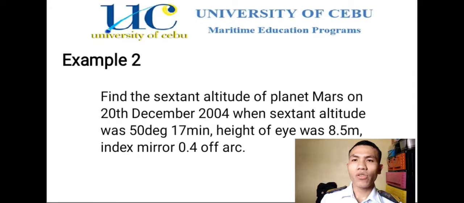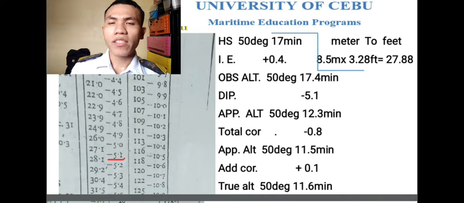Find the sextant altitude of planet Mars on December 20, 2004, when the sextant altitude was 50 degrees 17 minutes, height of eye was 8.5 meters, and index error 0.4 off the arc. Solution: sextant altitude given 50 degrees 17 minutes. Index error given 0.4 off the arc. Since this is off the arc, we add these two, and we have an observed altitude of 50 degrees 17.4 minutes.